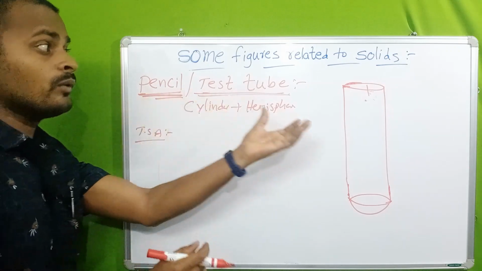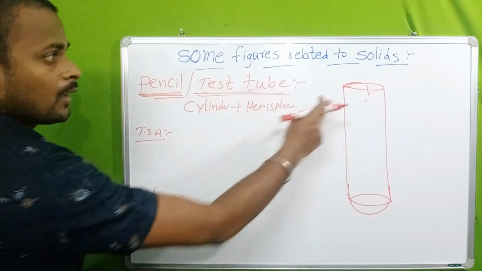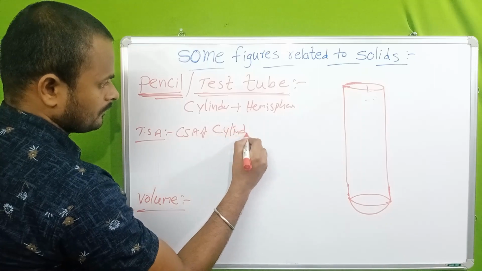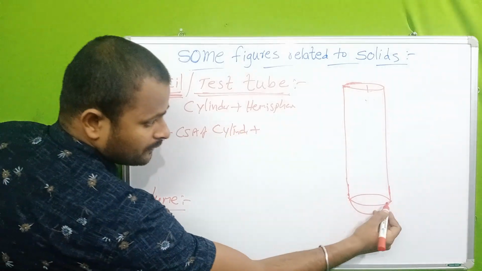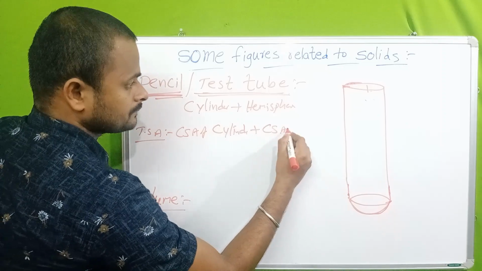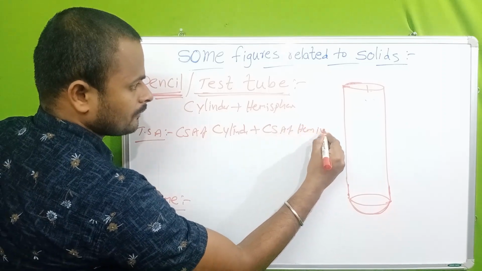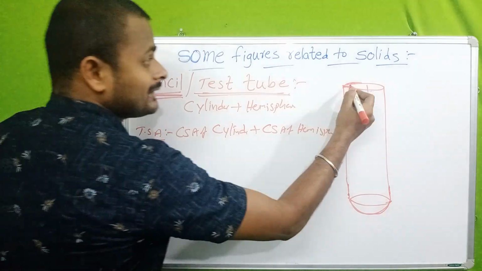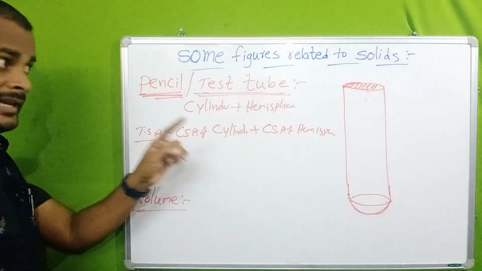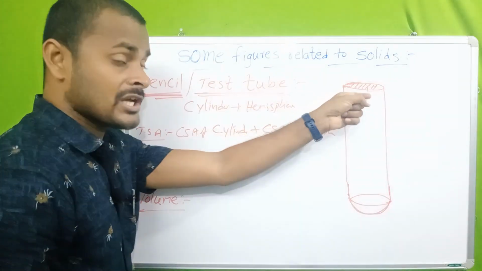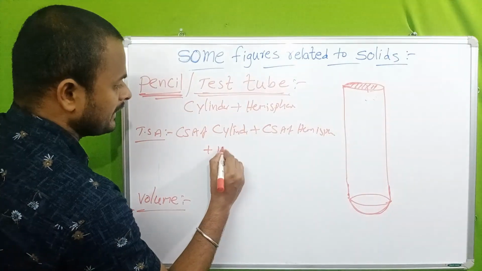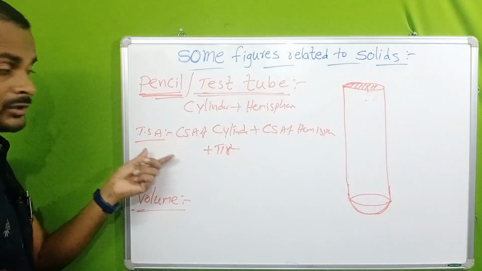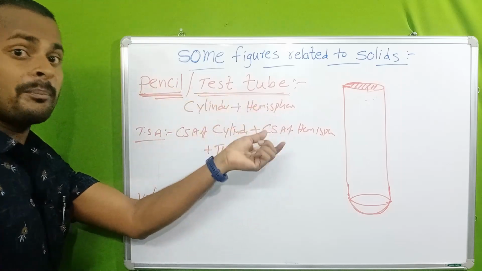If it is a pencil, how can we determine the area of the object? One is the CSA of the cylinder, plus another one, the CSA of the hemisphere. This is not enough for the total surface area of an unsharpened pencil, and also there is a top area. What is the area of the top? The top is in the shape of a circle, so the area of the top is pi r square. So this is the total surface area of an unsharpened pencil.